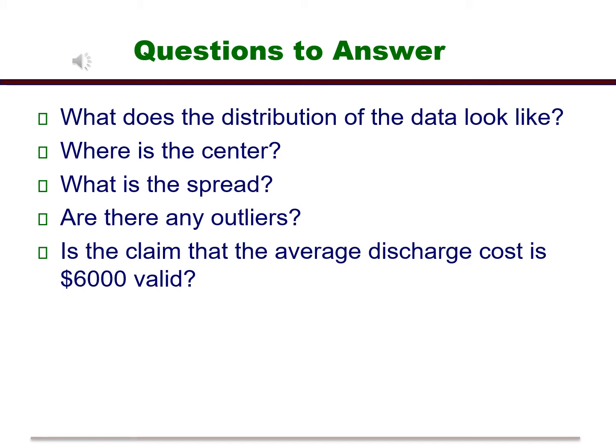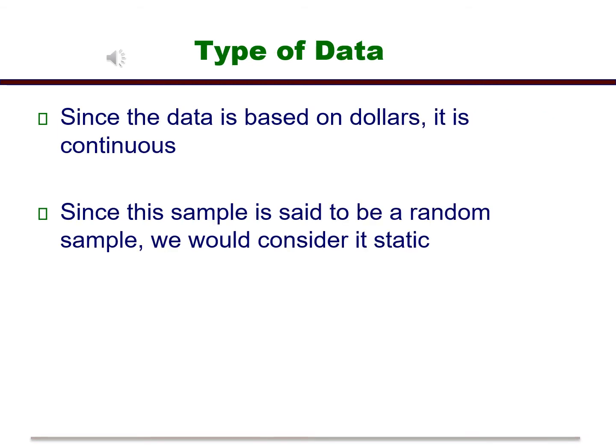Let's start by assessing the type of data that we have. Since the data is based on dollars, we can assume that it is continuous. Since we are given that it is a random sample, we can assume that there is not a time order to the data and that it is static. Let's now visualize the data.